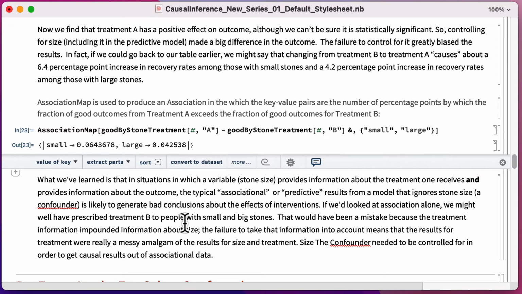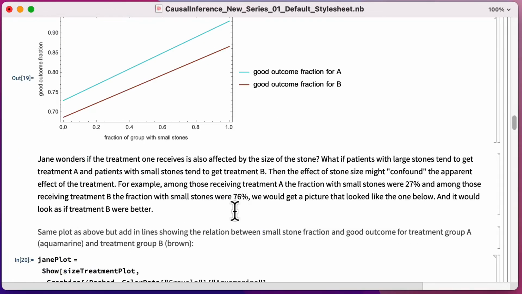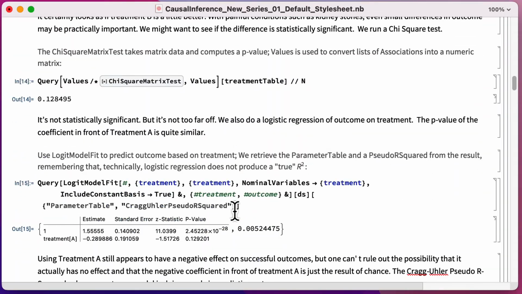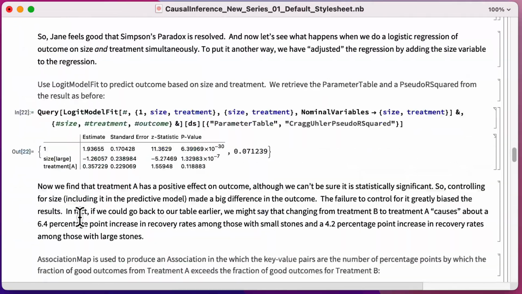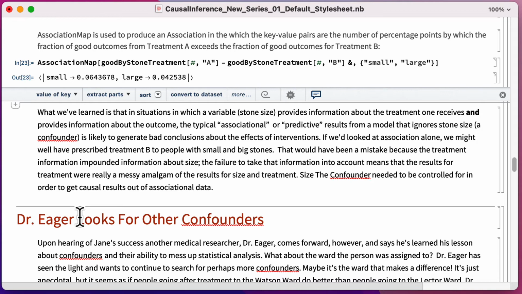So what have we learned? We've learned that a variable that we've got in our data, stone size, provides information both about the treatment one receives and provides information about the outcome. And so if you ignore stone size, the associational thing you might get from doing a somewhat naive logistic regression, the kind of thing I showed you here, might give you a misleading outcome, and actually that could have a serious effect in the real world.